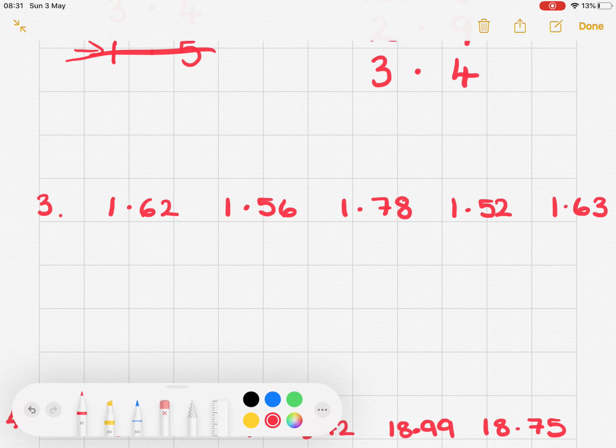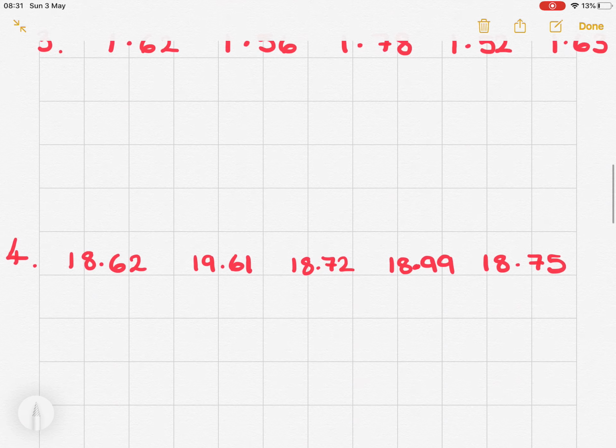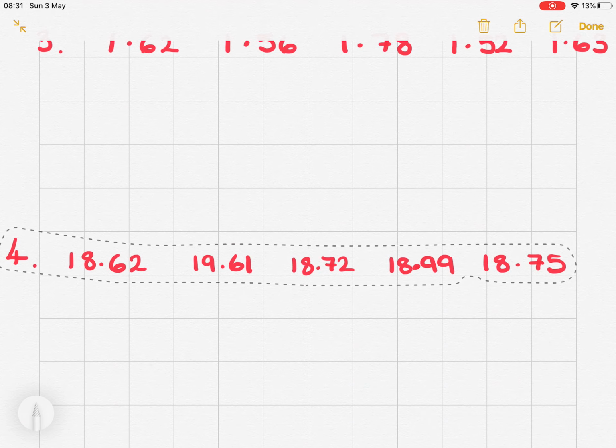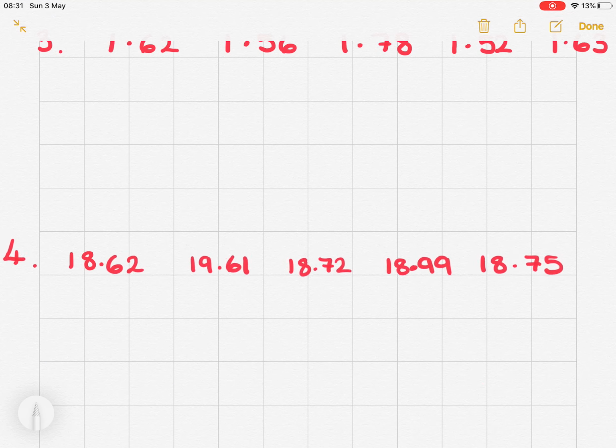This time we're up to 2 decimal places. That didn't go very well.